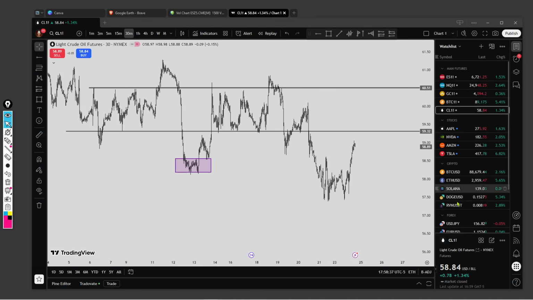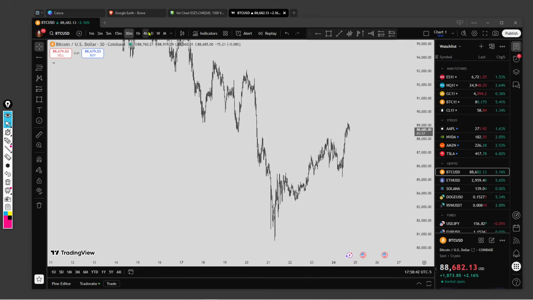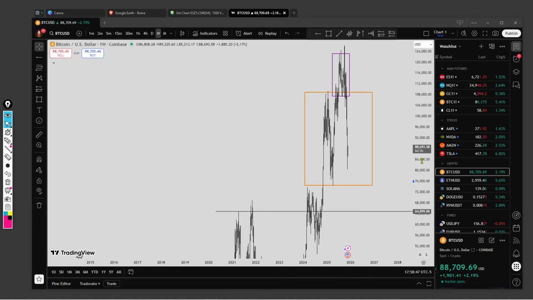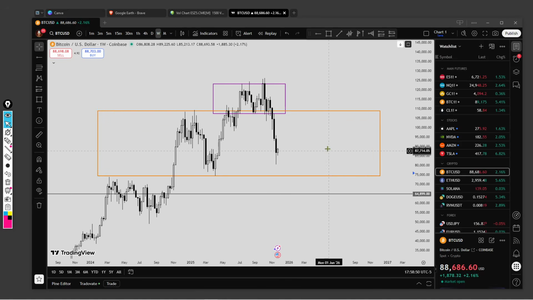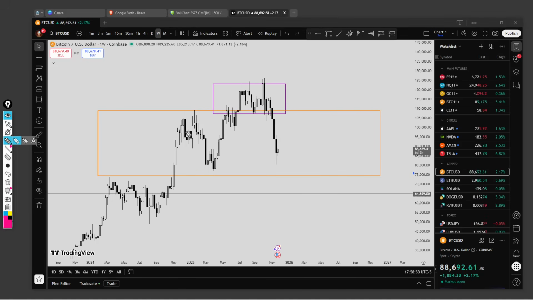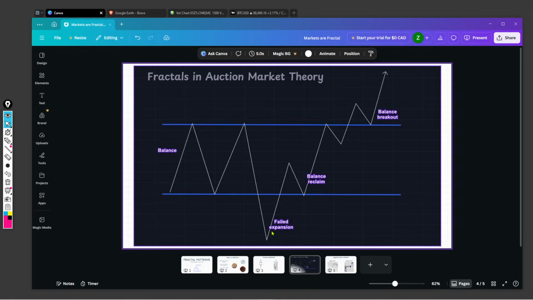Let's go to Bitcoin. Let's look at a weekly chart fractal of Bitcoin. As you can see, we have two ranges here. We have one big range, which is the orange box, and we have one small range, which is the purple box. Now, if you look at auction market theory, what would you classify this as? It's pretty simple. It is a failed expansion.